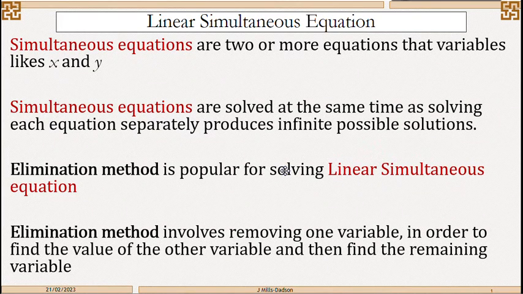We'll be talking today about simultaneous equations and how to solve them. I'll be talking to you about how to use the elimination method. The elimination method involves removing one variable in order to find the value of the other variable, and then find the remaining variable. So I will explain this with an example.